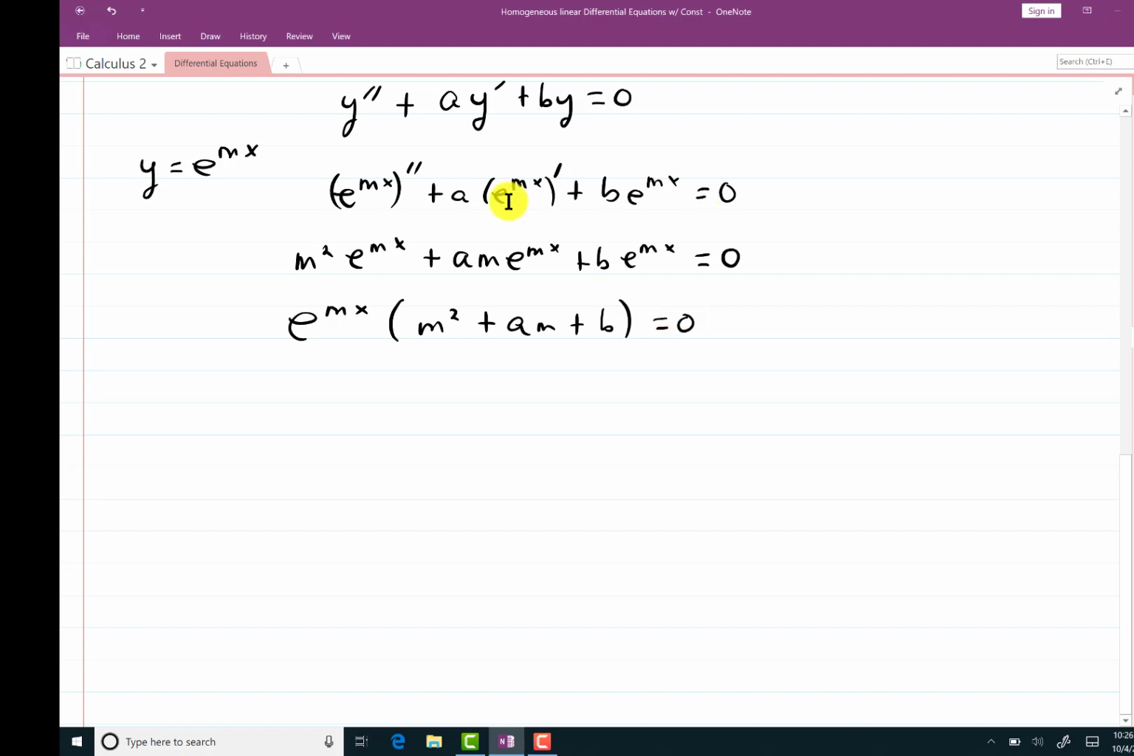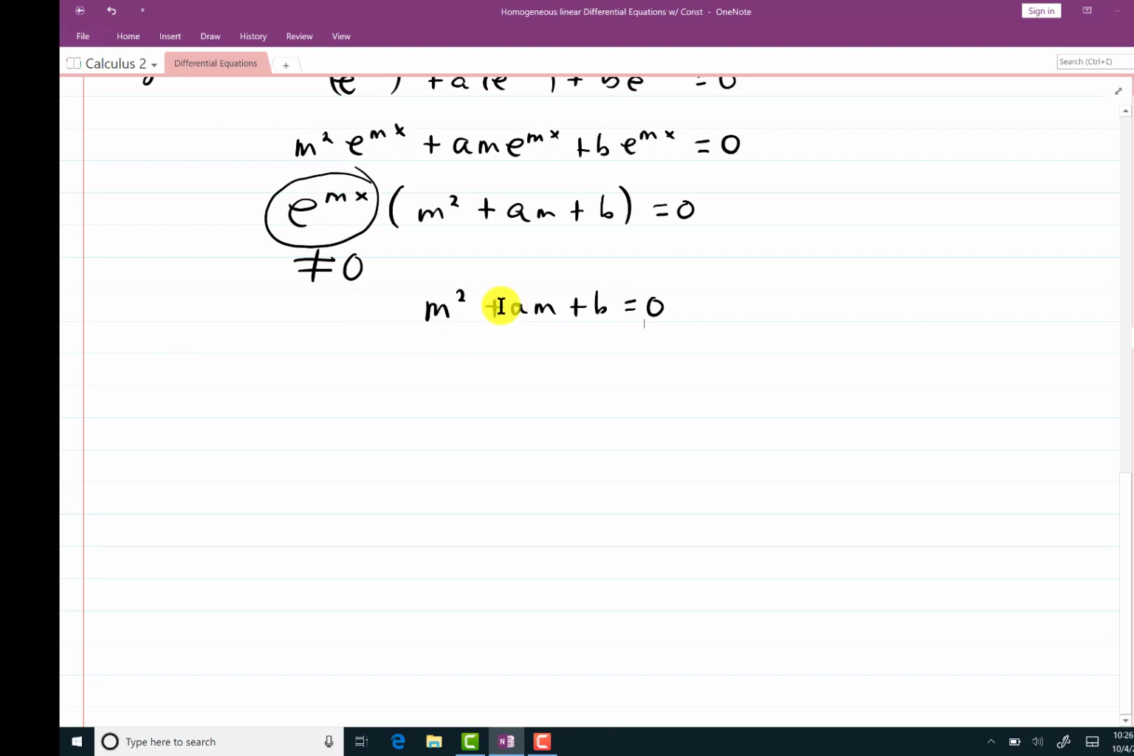Now here's the tricky part. E to the mx, this part right here, does not equal 0 no matter what m is, or for any values of x. This never equals 0, so I can divide by it. That leaves me with the following equation. Well, here, if these were x's, you had seen it before. This is just a quadratic equation. We can solve something like that with the quadratic formula, or if we luck out, we can use factoring. So the e to the mx disappears from the problem. As far as this is concerned, it strictly becomes an algebraic problem now.